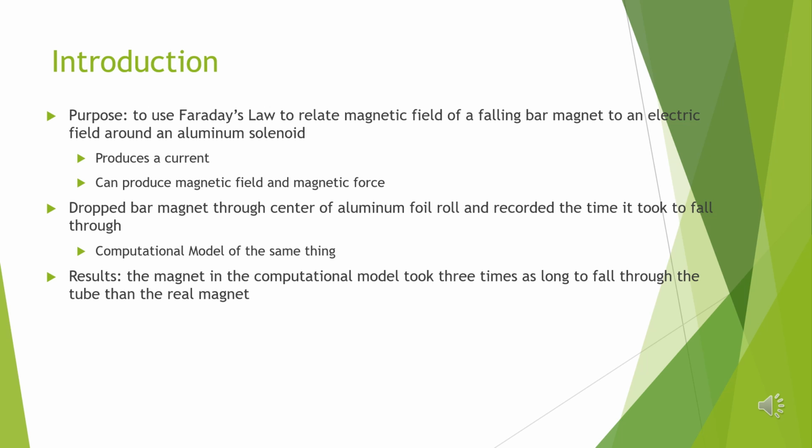And this was repeated in 3 different orientations. And then I also created a computational model of this experiment using VPython and compared my experimental data to the computational model, and the results were that the magnet in my computational model took about 3 times as long to fall through the aluminum tube than the real magnet took.